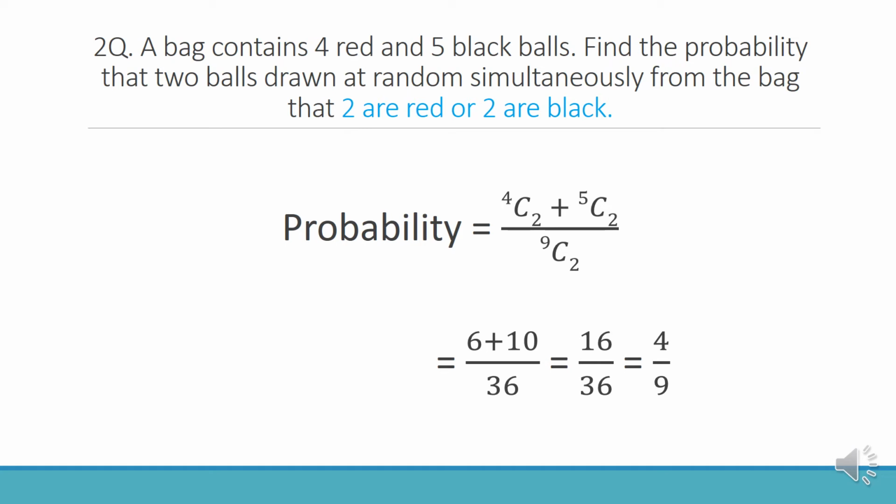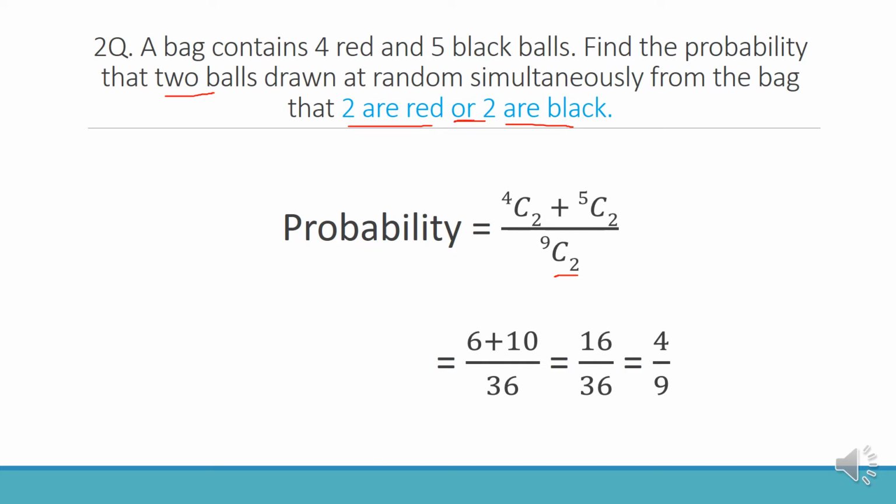Here two balls are drawn and we have to find the probability that the two are red or two are black. First of all, the total number of possible outcomes is 9C2, as they are taking two balls from the total 9 balls. Here they are asking two red or two blacks, so we find "or".